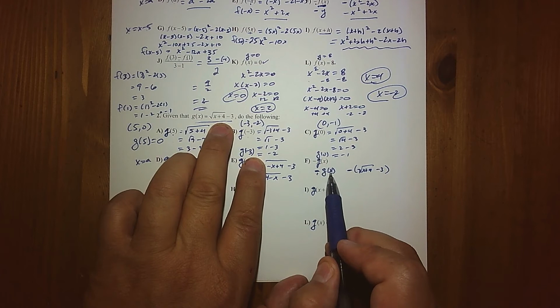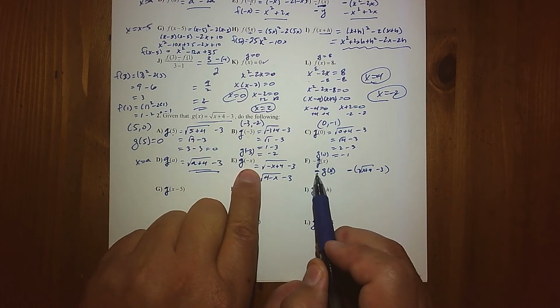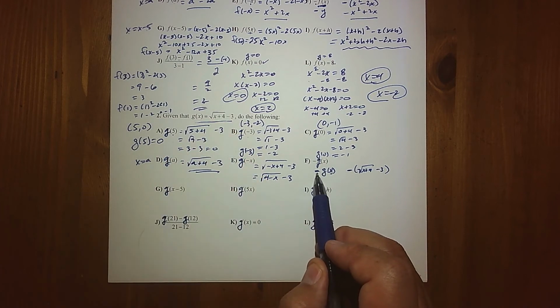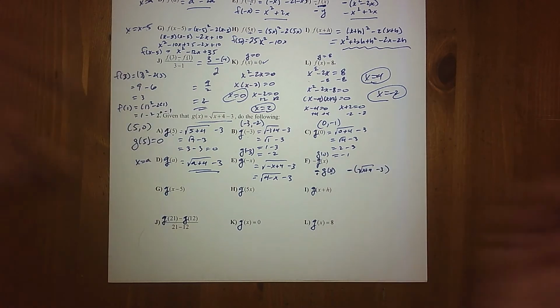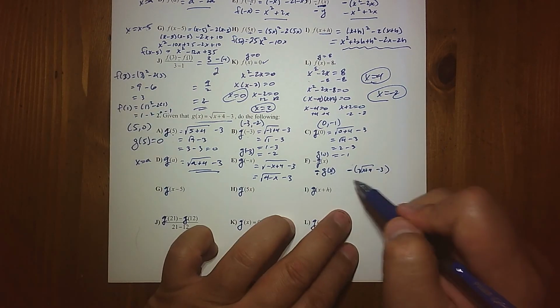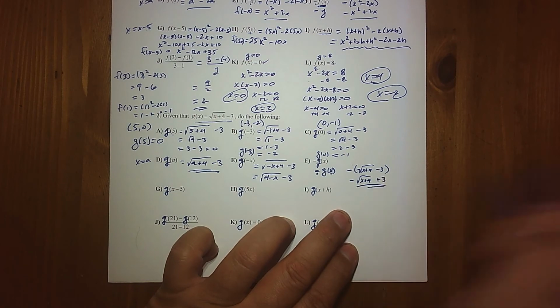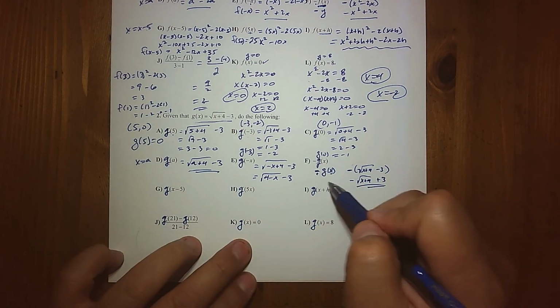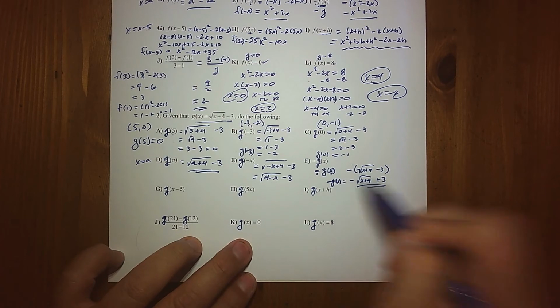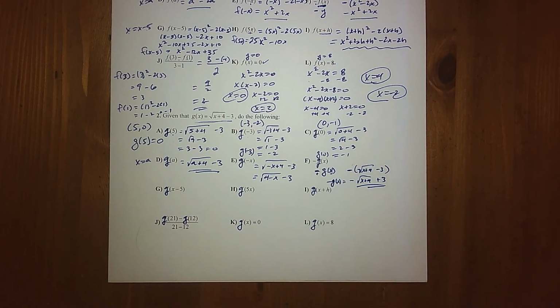We're not inputting it like we did here. It's outside of what g is. So it's not being put in, it's placed outside. Distributing, we end up with negative square root of x plus 4 plus 3. So there would be negative g of x. We're just negating y values.